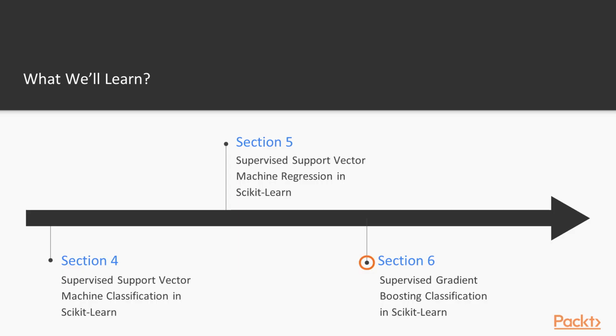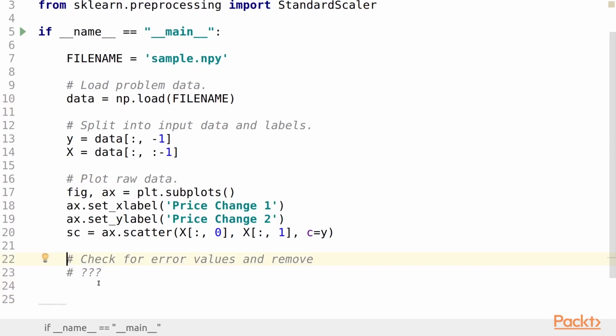We're also going to look at supervised gradient boosting classification in Scikit-learn. This is a very powerful tool which builds ensembles of decision trees and uses them to combine multiple different classification hypotheses into one ensemble model. A huge number of data science competitions in the real world are won using gradient boosting classification.